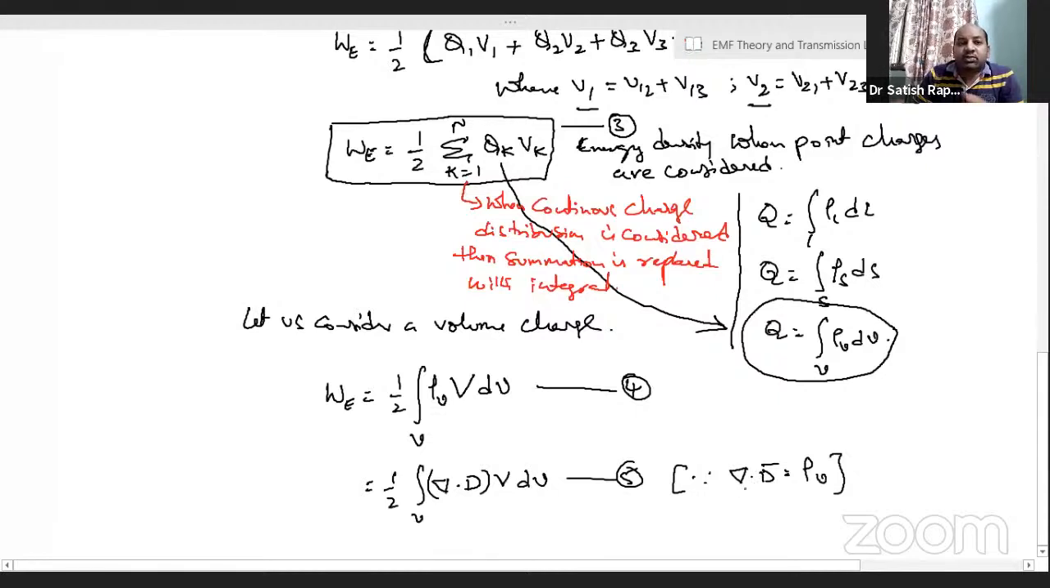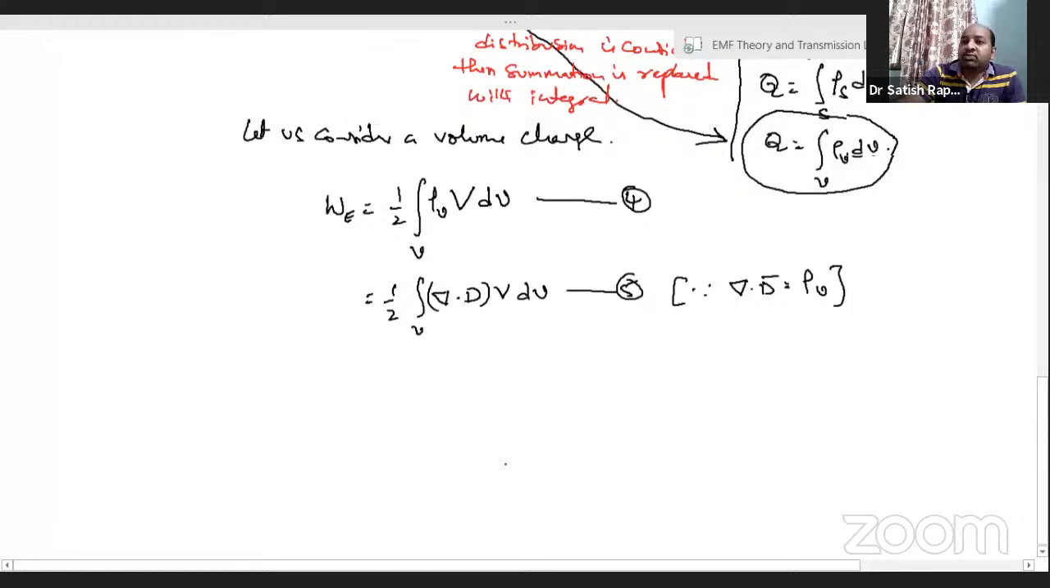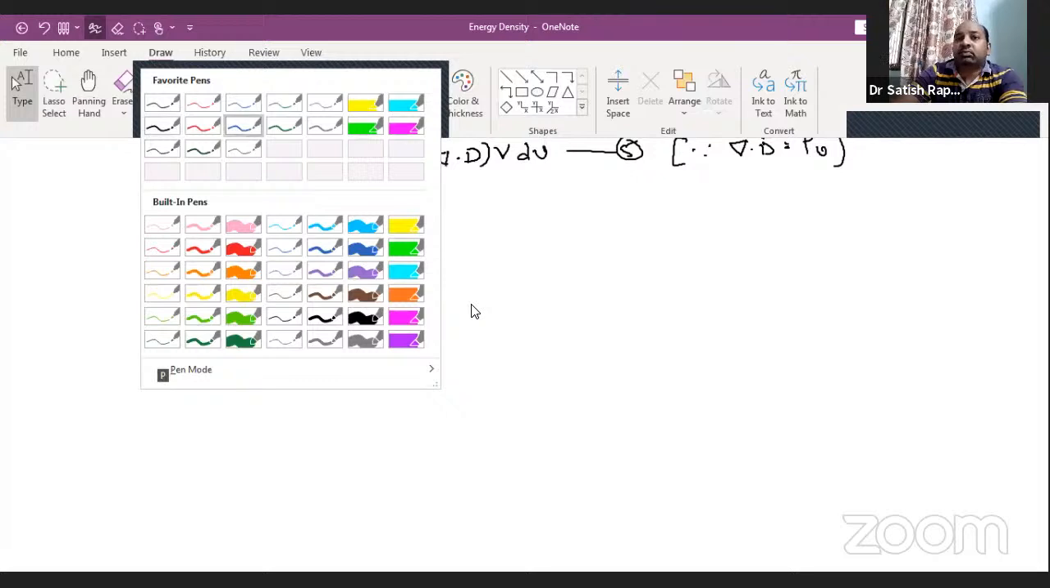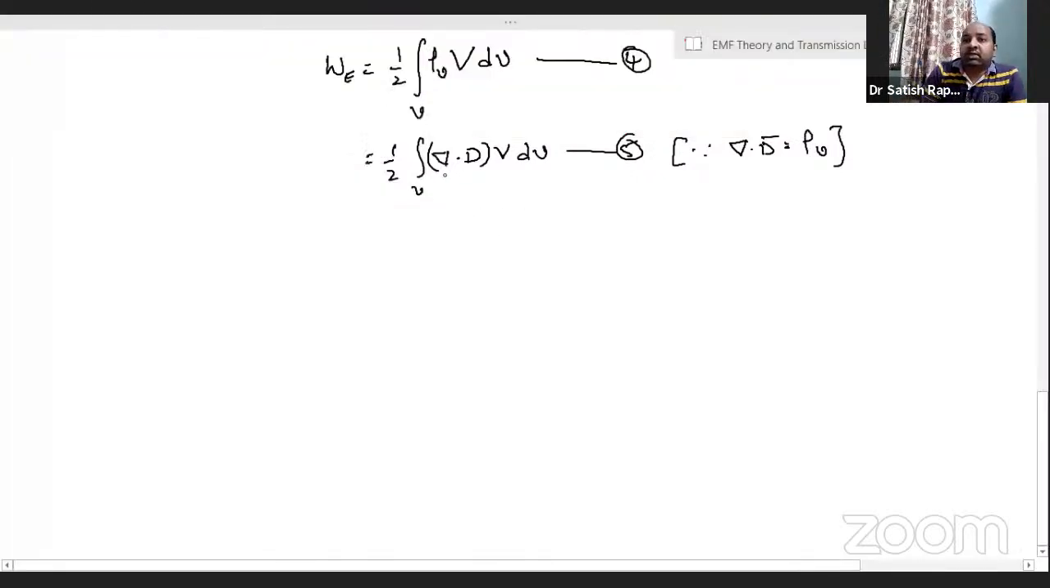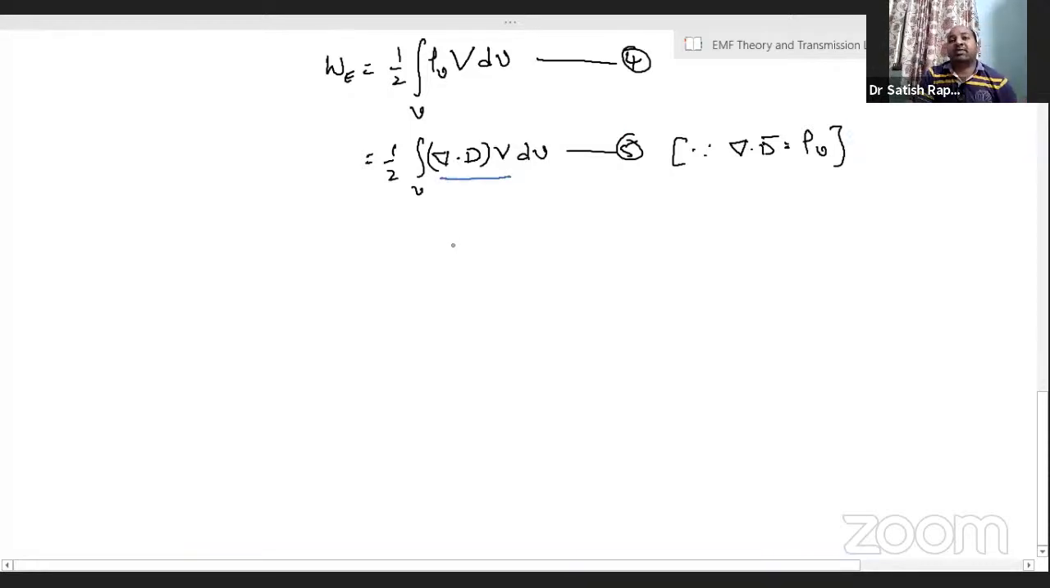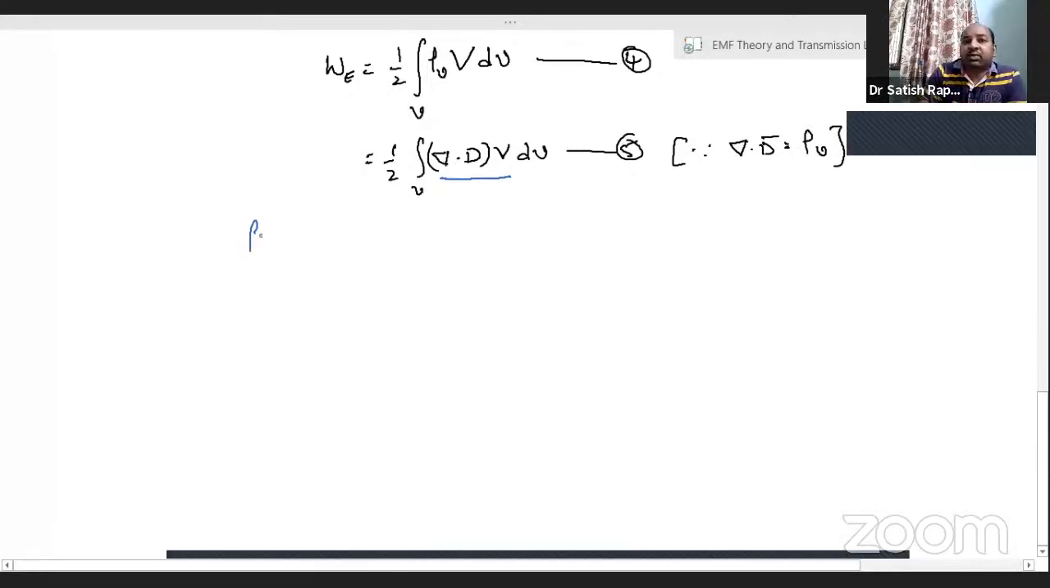So this we know. This is the first Maxwell's equation which we have discussed earlier. Therefore, replacing rho_v with del dot D. Now, to simplify further, the term del dot D V is one vector identity. So from one vector identity we can write like this.